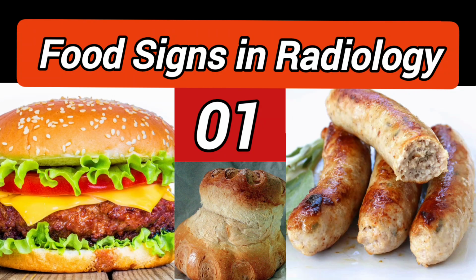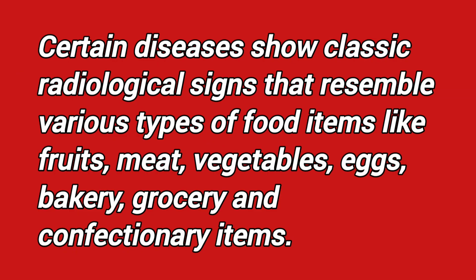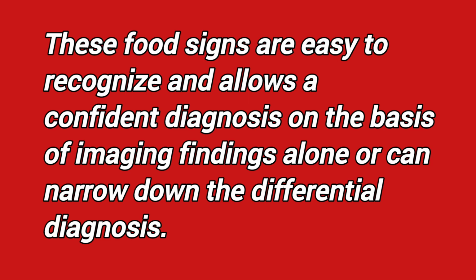Food signs in radiology. Certain diseases show classic radiological signs that resemble various types of food items like fruits, meat, vegetables, eggs, bakery, grocery and confectionery items. These food signs are easy to recognize and allow a confident diagnosis on the basis of imaging findings alone, or can narrow down the differential diagnosis.